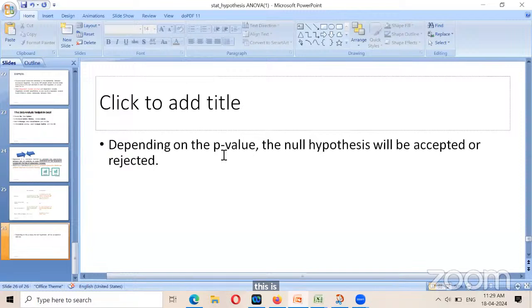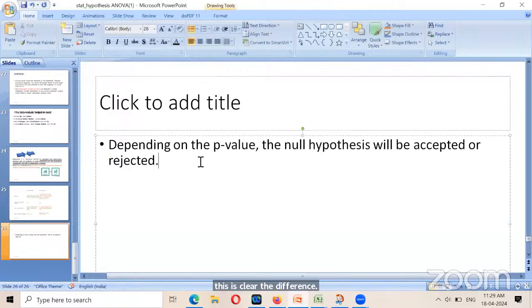So the final point is that depending upon the p-value, the null hypothesis will be accepted or rejected. The standard value is 0.05. If the p-value is less than 0.05, the null hypothesis will be rejected. If it is greater than 0.05, it will be supported. So that is all about the ANOVA here.